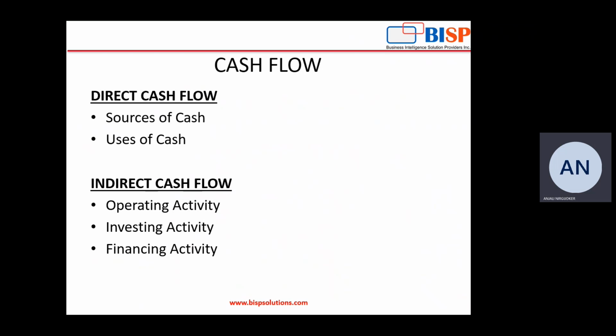And what do we mean by free cash flows? Free cash flow is cash generated by a company from its normal business operations after subtracting money spent on capital expenditure. We have two types of cash flows. One is direct cash flow, in which I can do the bifurcation as sources of cash and uses of cash. But when we talk about indirect cash flows, it is bifurcated into three types of activities. The first one is operating, another one is investing, and the third is financing activity.